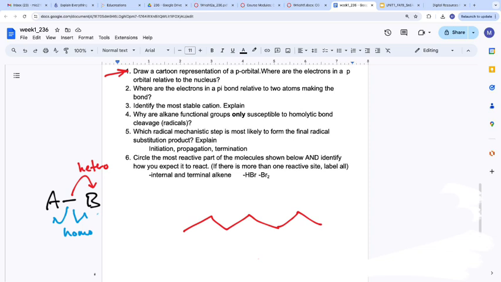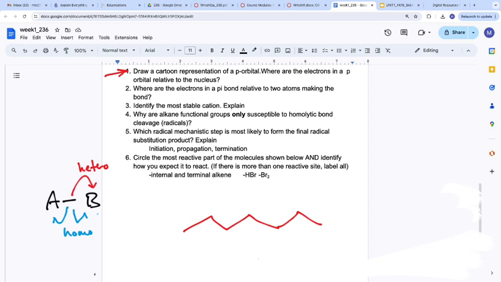And what I was fishing for there was pretty much exactly that, the 50-50 response. About half the class said yes, the other half said no. Let's look at the termination. What happens in the termination? No more radical? Two radicals find each other and cancel out. Right? What's the concentration of our radicals? Very, very, very small. Right? So while termination can happen, is it going to happen a lot?